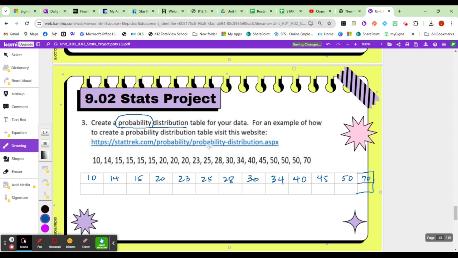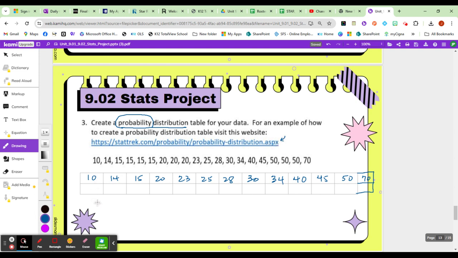So, let's see if it tells you anything about decimals. You can use fractions or decimals here. It says create a probability distribution table. For an example of how to do this, this is just a link with an example. You don't need any information from that link.